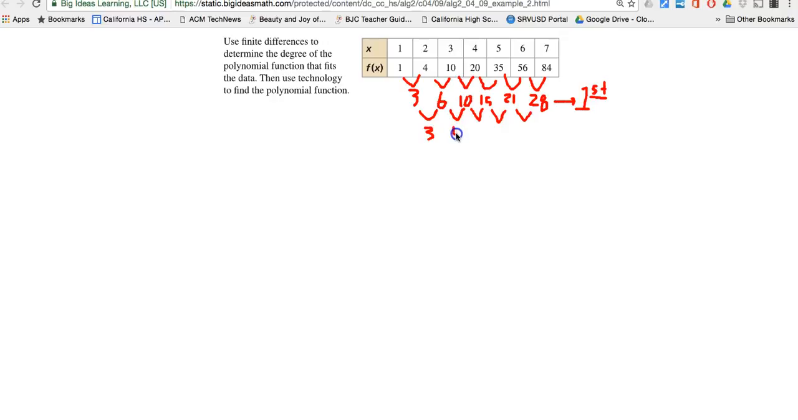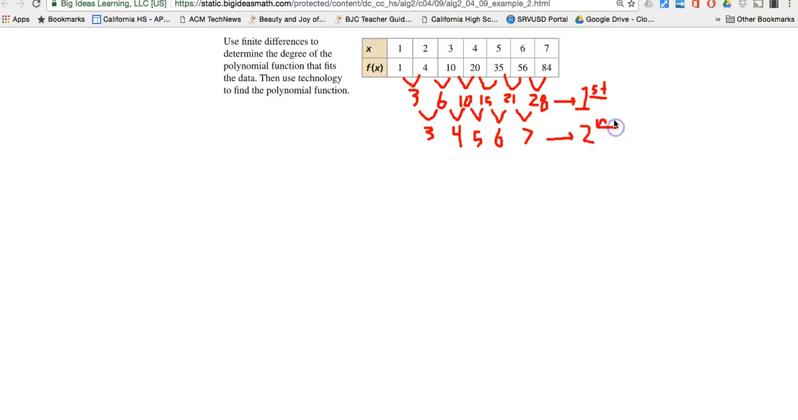Between 6 and 10 is 4. Between 10 and 15 is 5. 15 and 21 is 6. And 21 and 28 is 7. All I'm doing is taking the second number minus the first. So 6 minus 3 gives us 3. 10 minus 6 gives us 4. 15 minus 10 gives us 5. 21 minus 15 gives us 6. 28 minus 21 gives us 7. So these are called the second differences.